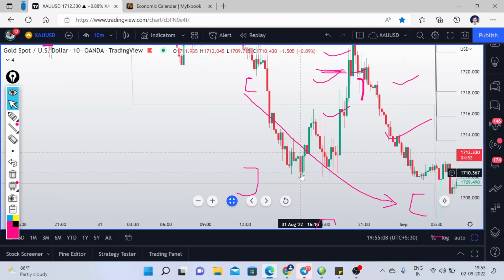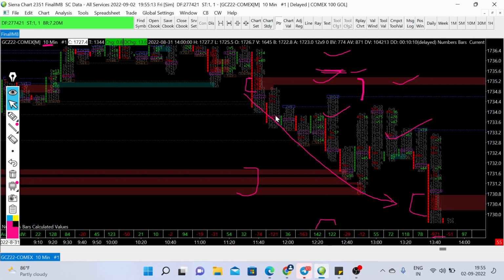So you can use the footprint chart for finding the trend reversal, and for finding how the buyers and sellers are behaving. So you can get better confirmation with the footprint. So this is the example that I wanted to share with you. I will share more examples with more confirmation in the next video.